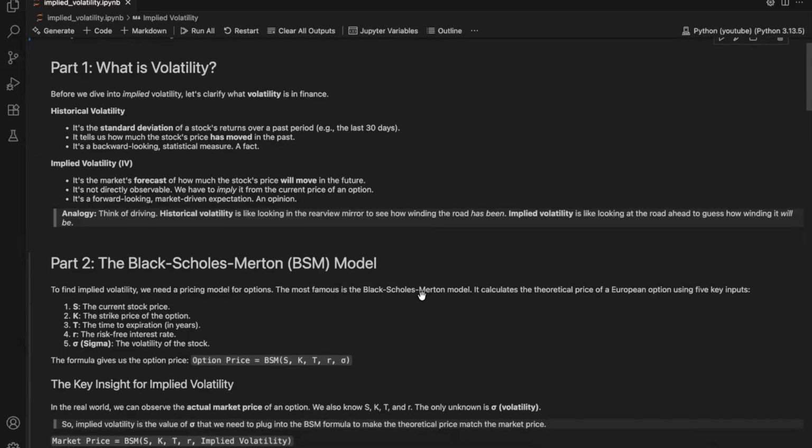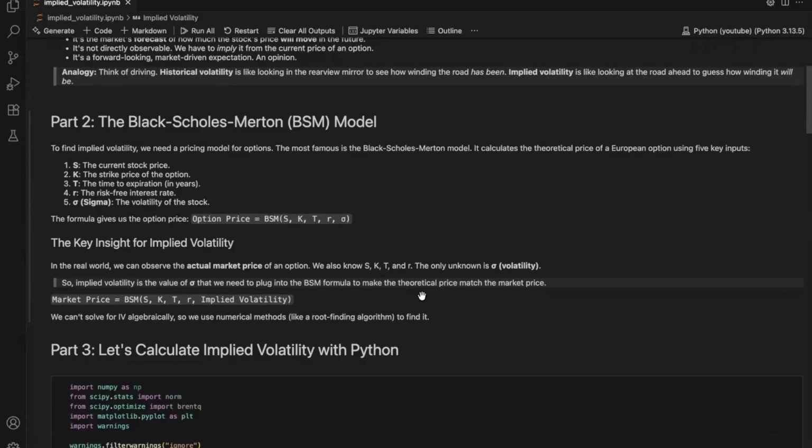Here is the best analogy. Think of driving. Historical volatility is like looking in a rearview mirror to see how winding the road has been. Implied volatility is looking at the road ahead to guess how winding it's going to be. One is the past and the other is the future. So if we can't see implied volatility directly, how do we find it?